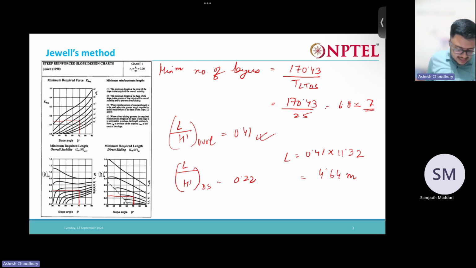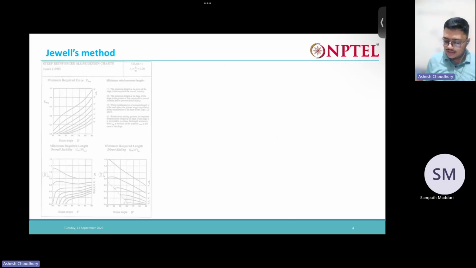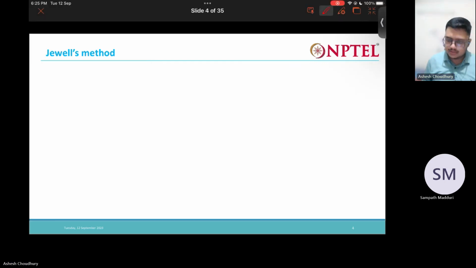Now the next step is to design the reinforcement, the spacing of the reinforcement. For that, what can we do? Let us just stop this and share my screen.